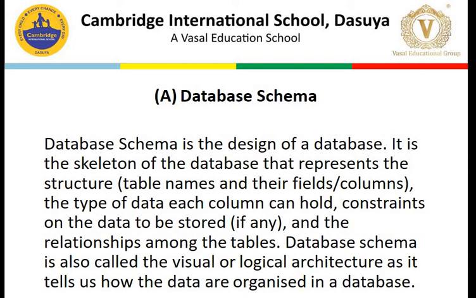A database schema contains the number of tables, the data type of each column, the different constraints we have applied on the columns, and the relationships among the tables. Let's say a database schema contains 10 tables, and it shows the relationships among those tables. A database schema is also called the visual and logical architecture, as it tells us how data is organized in the database. So this gives you the overall structure of the database. That is what we mean by the term database schema.